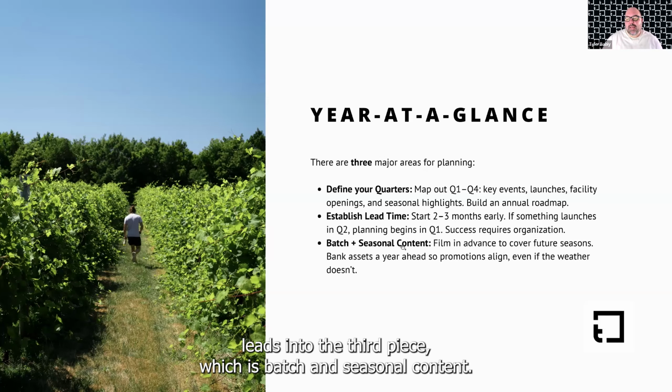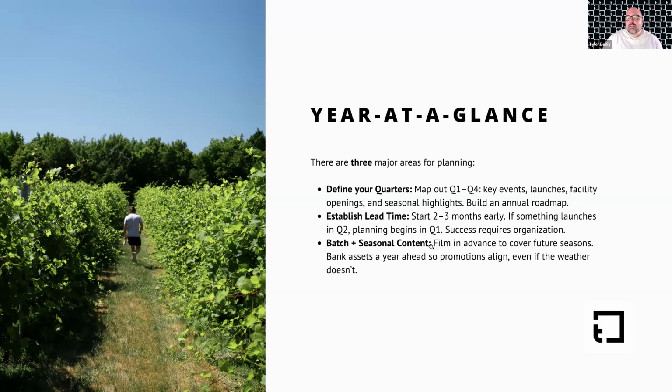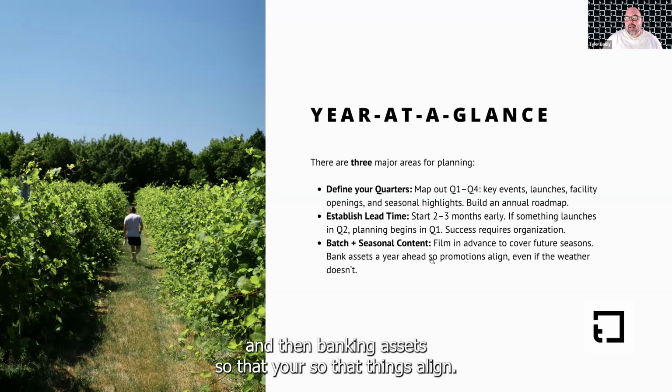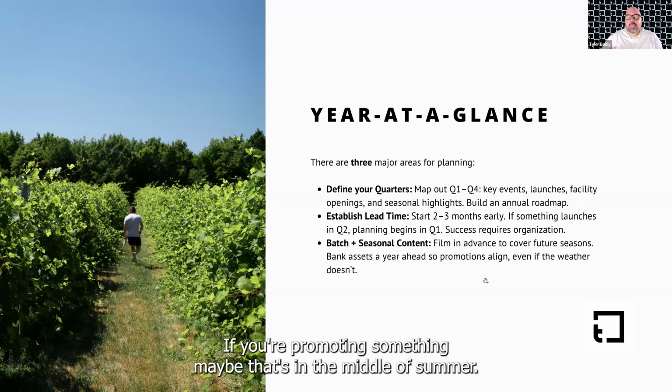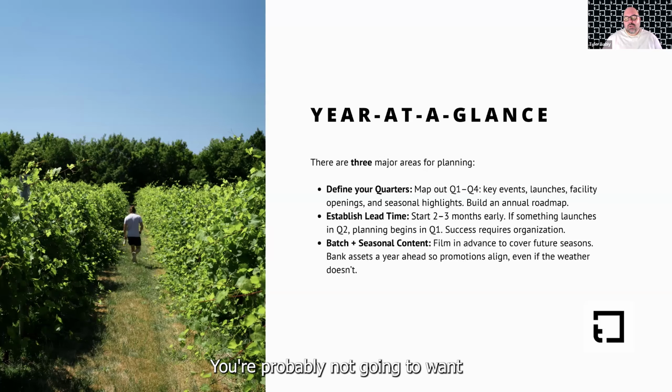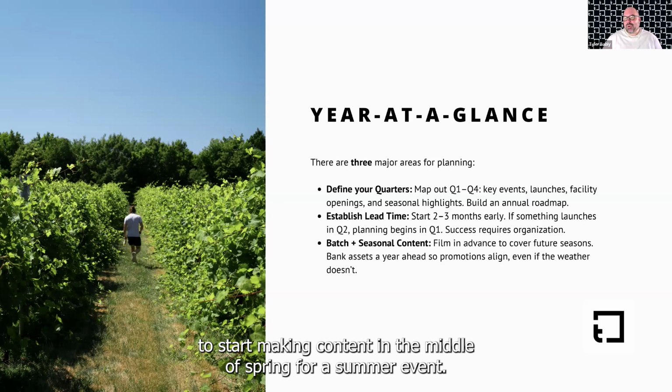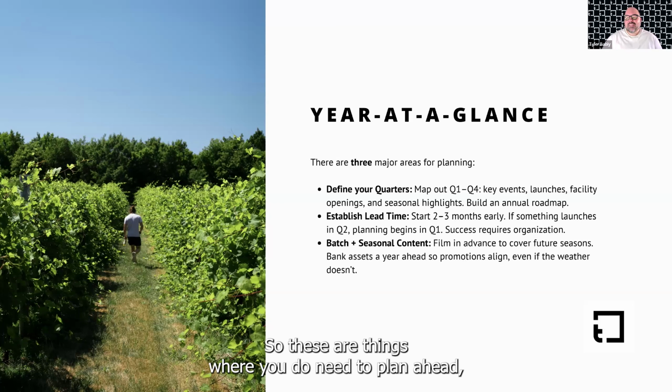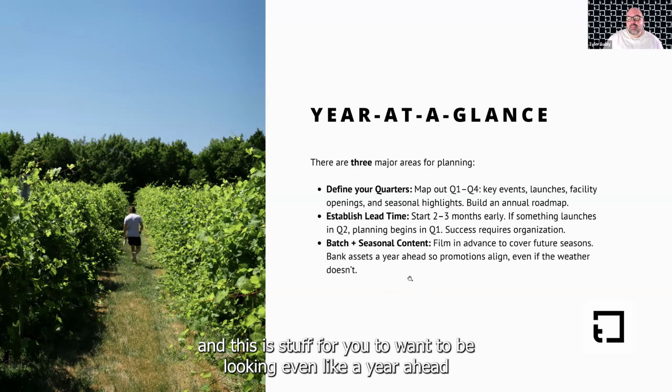the third piece, which is batch and seasonal content. So filming in advance to cover future seasons and then banking assets so that things align. If you're promoting something that's in the middle of summer, but you need to start promoting it at the beginning of spring, you're probably not going to want to start making content in the middle of spring for a summer event.